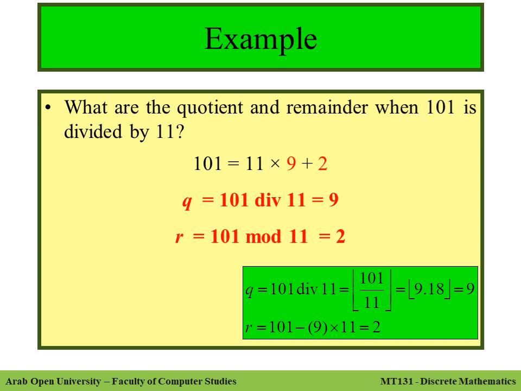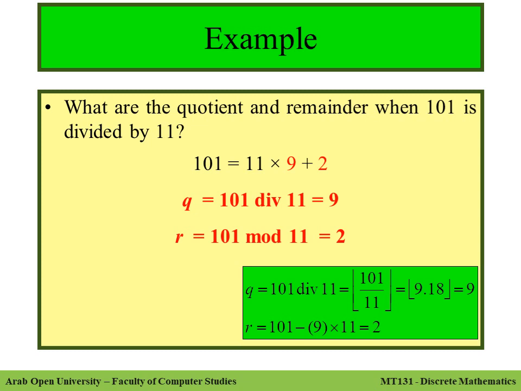Here we are dividing 101 by 11, the quotient is 9, the remainder is 2. And you can write 101 as 11 times the quotient, which is 9, plus the remainder, which is 2. With the new terminology, q is just 101 div 11. It is the quotient you get when you divide 101 by 11, and that of course equals 9. R is the remainder, so it is 101 mod 11. It is the remainder when you divide 101 by 11, and it is equal to 2.